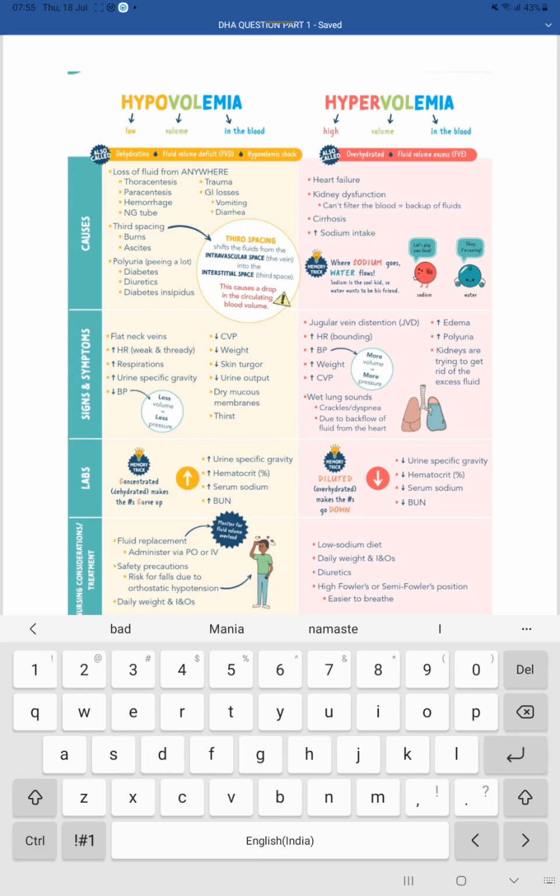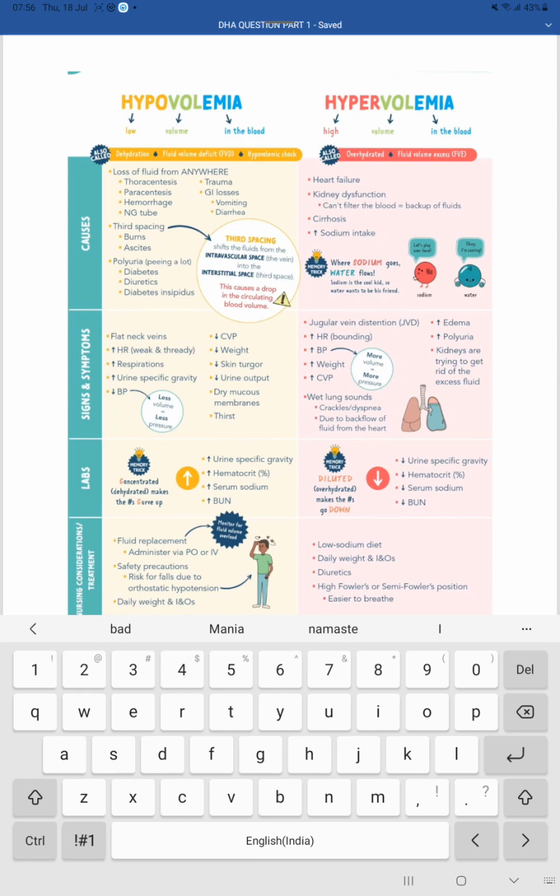And there is less volume of fluid, so you will be getting less pressure, so you will be getting decreased blood pressure, decreased CVP, decreased weight, decreased skin turgor. Okay, dehydration symptoms: you will be getting decreased urine output because fluid is very less, dry mucous membrane, thirst. So this type of symptoms you can see in hypovolemia.